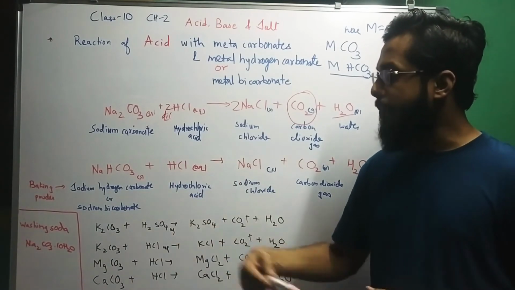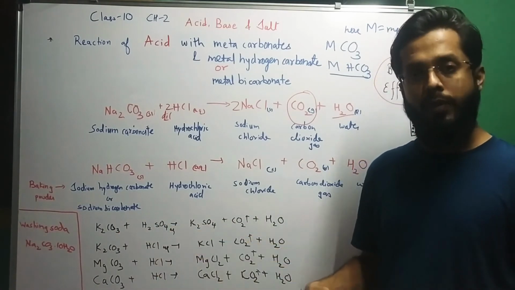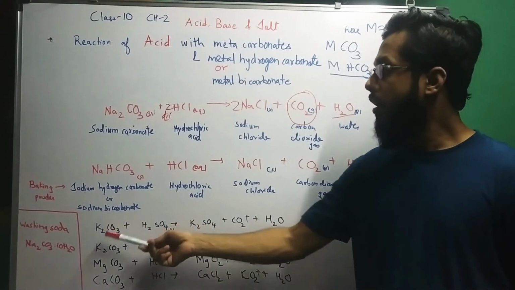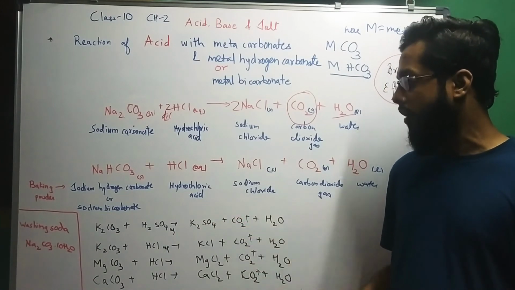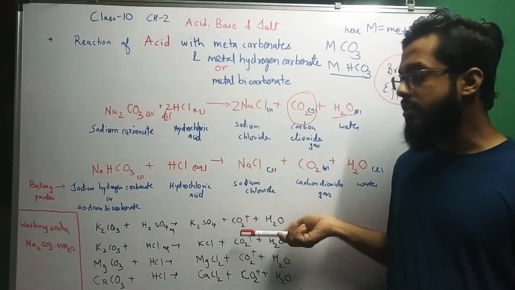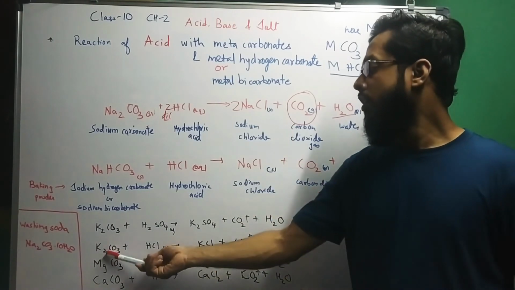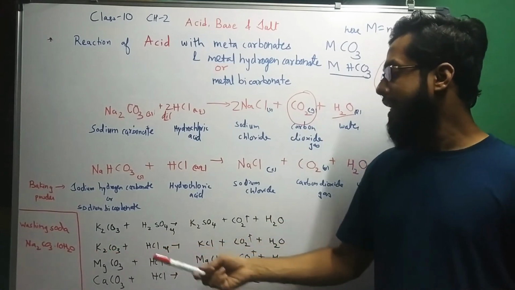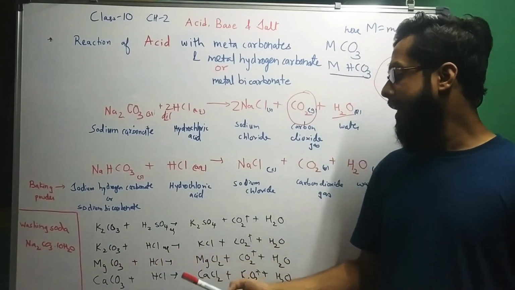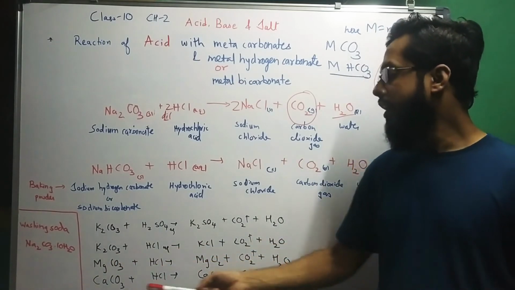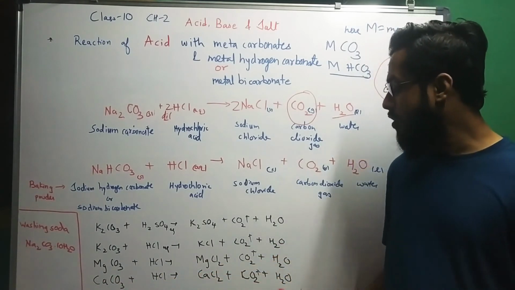Now let's see certain examples of metal carbonates. K2CO3 plus H2SO4. As I said, you can take any acid. Potassium carbonate plus sulfuric acid, you get potassium sulfate plus carbon dioxide plus water. The arrow indicates evolution of gas, or gas escaping out. Potassium carbonate plus HCl gives potassium chloride, carbon dioxide and water. Magnesium carbonate plus HCl gives magnesium chloride plus carbon dioxide and water. Calcium carbonate like chalk plus HCl gives calcium chloride, carbon dioxide and water.